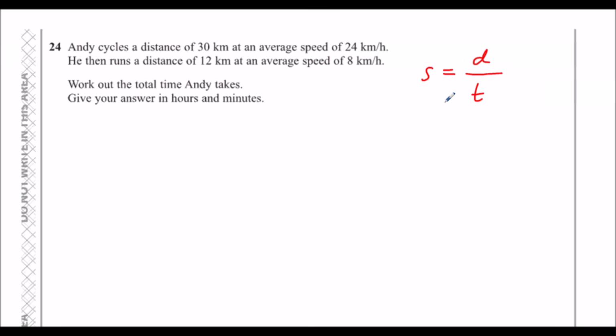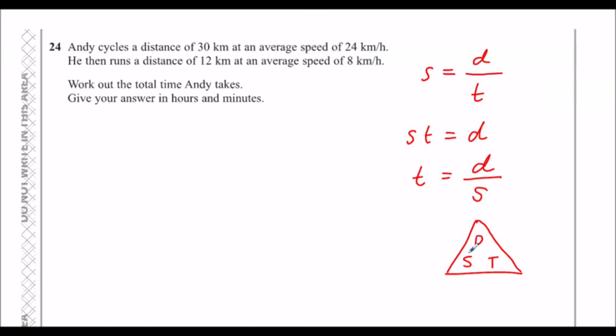So let's rearrange this. Multiply both sides by t. So speed times time is equal to distance. And then divide both sides by the speed. So time equals distance divided by speed. Sometimes you see these triangles, which you might also use. So speed, distance, time. We're working out the time, so cover over the time, it leaves distance over speed. So this is what we're using. Time equals distance over speed.